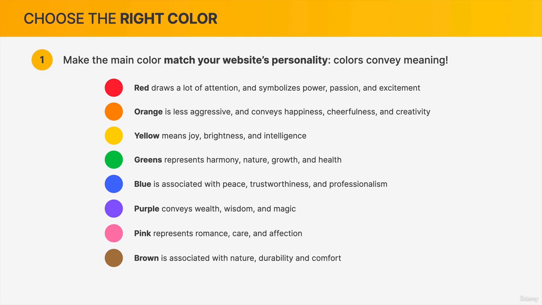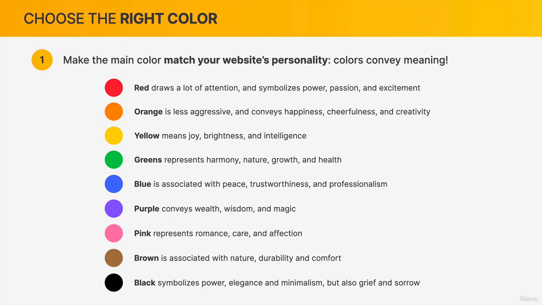Then we have brown, which usually represents nature and comfort and durability. And then finally, we also have pure black, which once again symbolizes power, a little bit like red, but it also symbolizes elegance and minimalism on one hand, but on the other hand, it also shows grief and sorrow. So black is a difficult color to use, and many times for beginners, it is probably not the best color to choose.